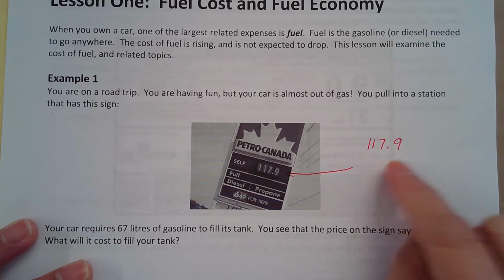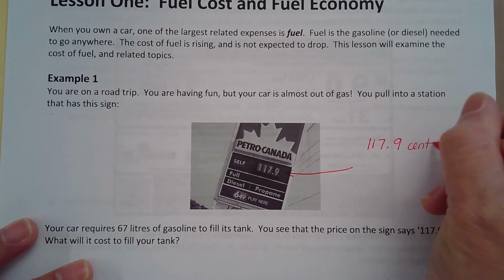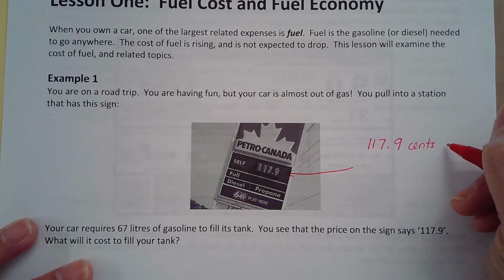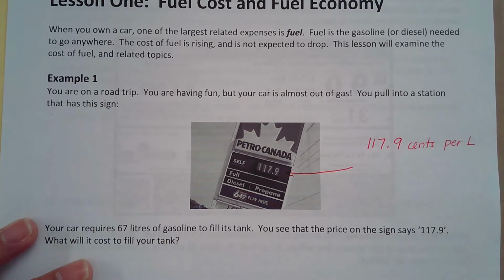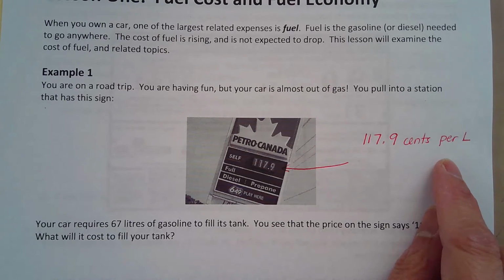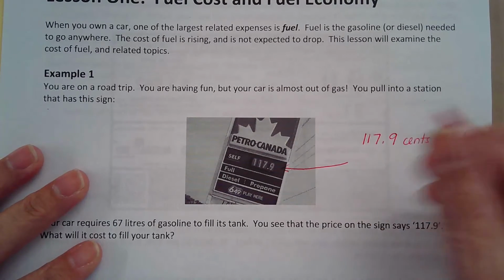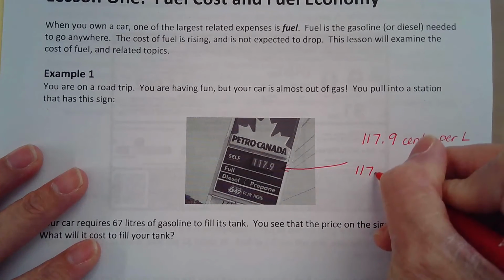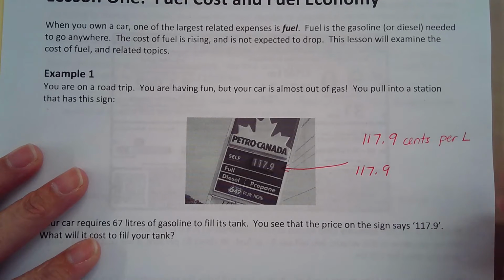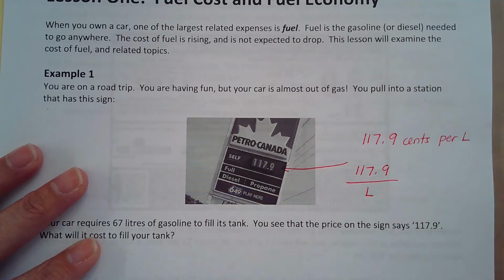This actually means 117.9 cents per liter. Okay, what does that mean, per? What operation is the word per? Per means divide. The word of is multiply, per means divide. So it's going to cost 117.9 cents. Okay, this is in cents. Per liter.